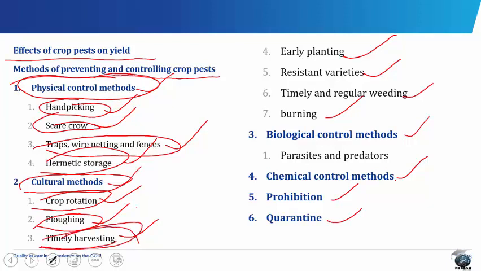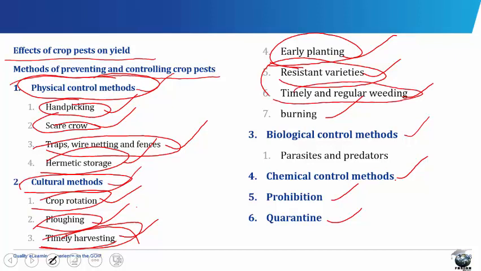In timely harvesting, crops should be harvested as soon as they mature, because the longer they stay in the farm after maturity, the greater their chances of being infected by pests, especially in grains, oil palm, etc. In early planting, pest infestation tends to be more serious with crops planted late or in the off-season. In resistant varieties, varieties of a particular crop may be unpalatable to the pest. For example, resistant varieties of cassava that are not tasty or good to mealybugs are now widely used.